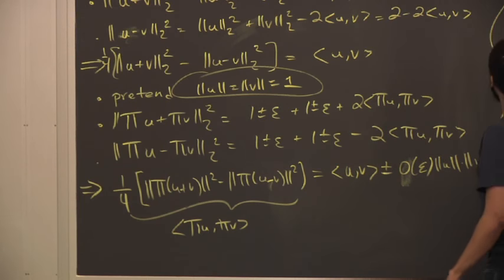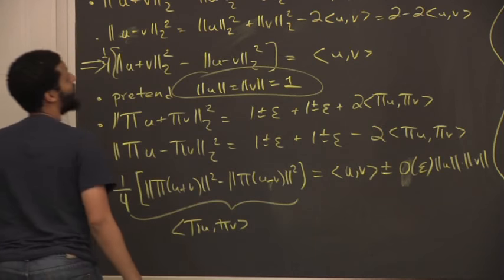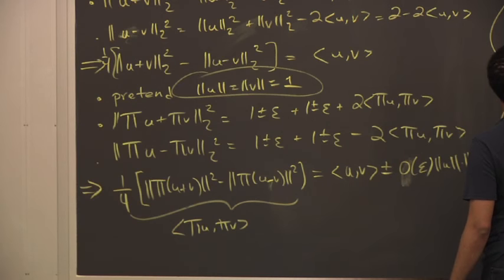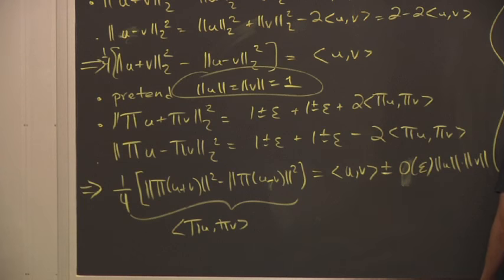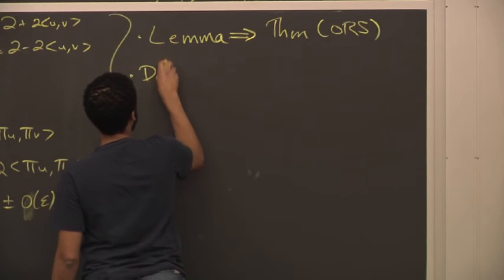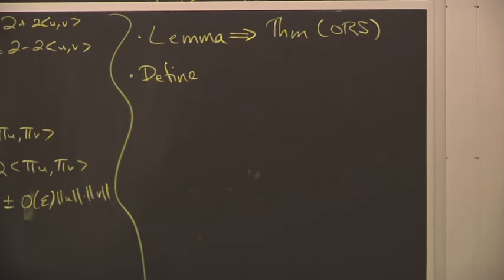So let's show that the lemma implies the theorem. So let's just pretend that everything here holds, OK? All the conditions 1 through 4 hold. Define, so capital L was log n, right? Capital L was log n.